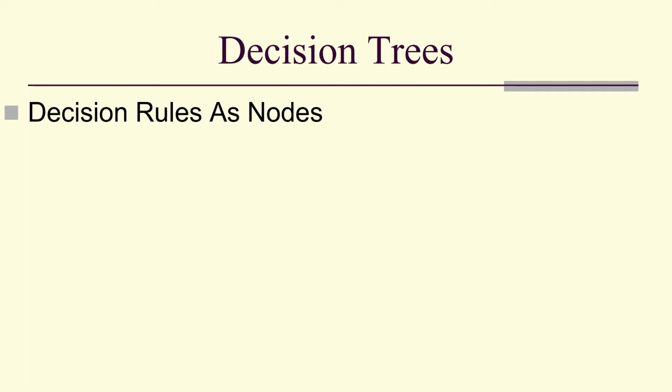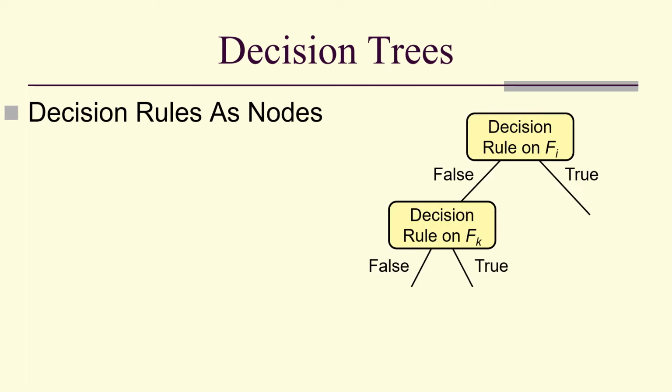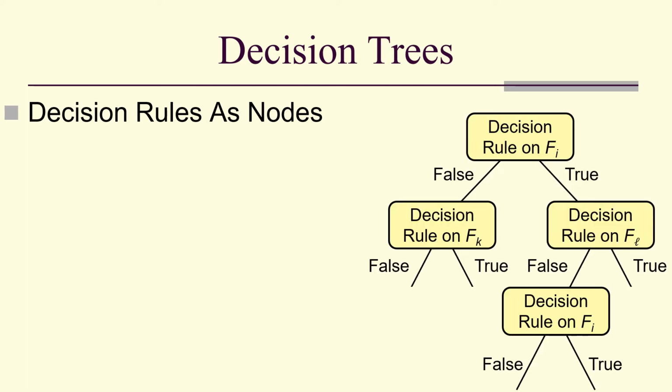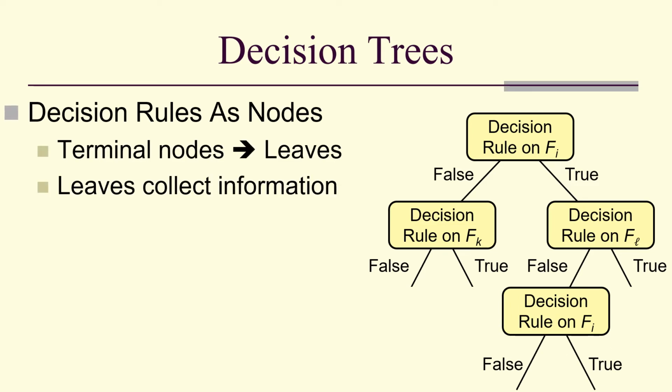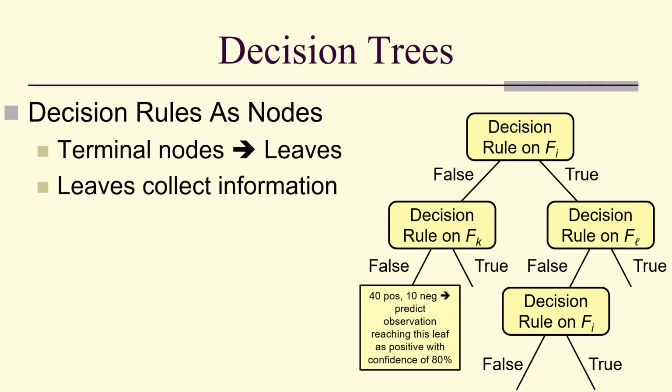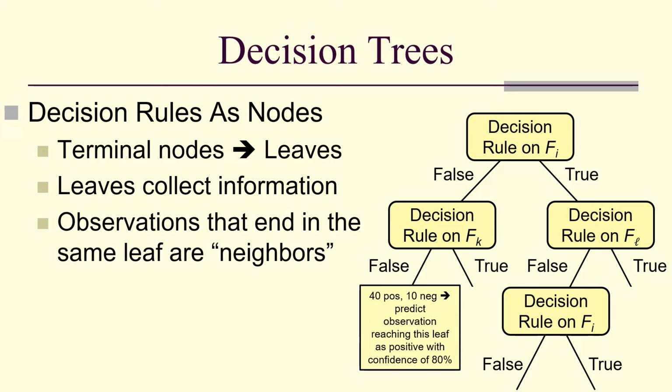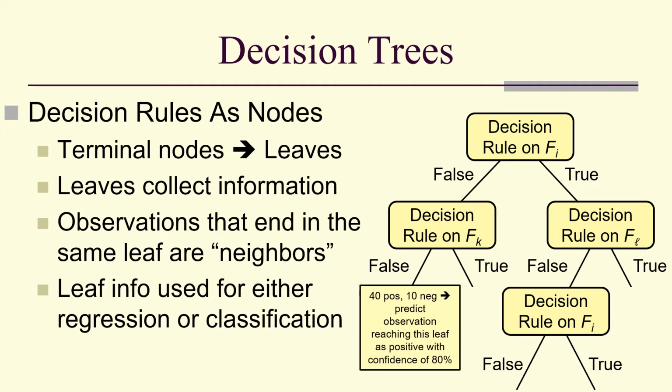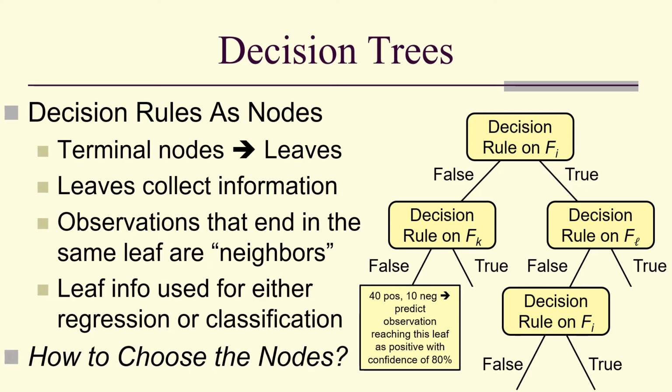Decision trees have decision rules as nodes, and the terminal nodes are called leaves. And leaves collect information. So for instance, this is an example. If we had 40 positive and 10 negative, then we can predict that an observation reaching this leaf is positive with a confidence of 80%. And we can say that observations that end up in the same leaf are neighbors. Leaf information can be used for either classification or regression, or many other things.